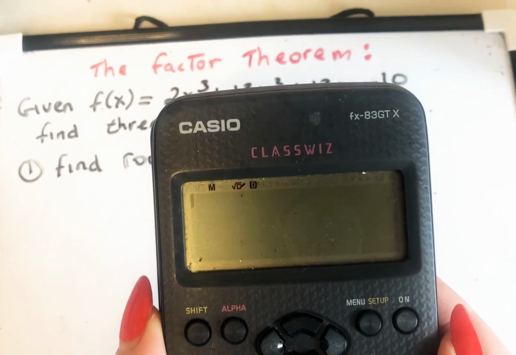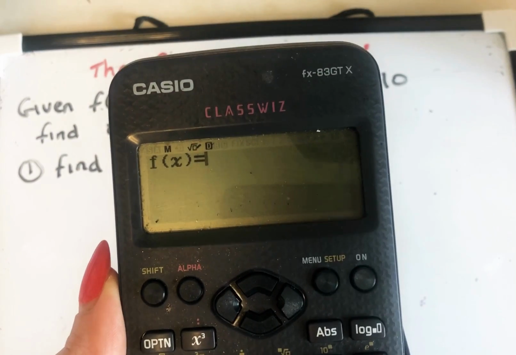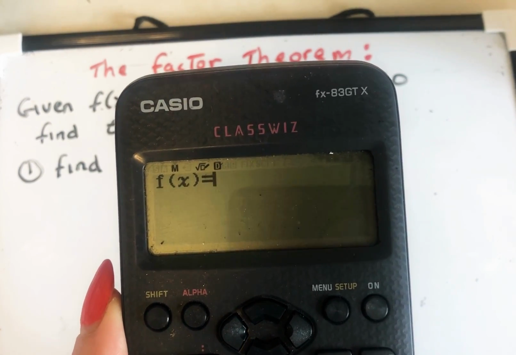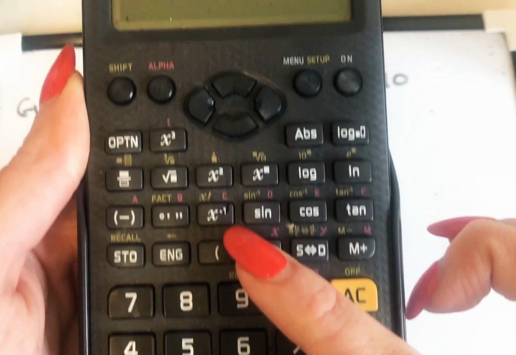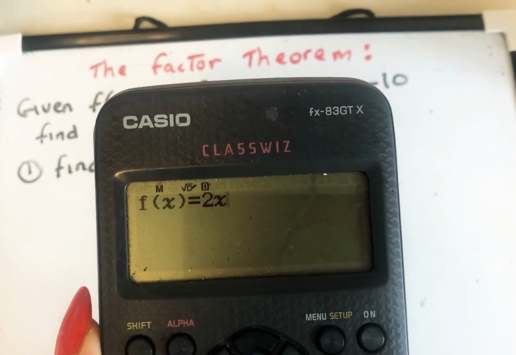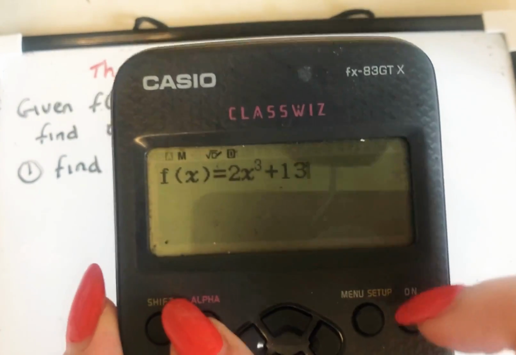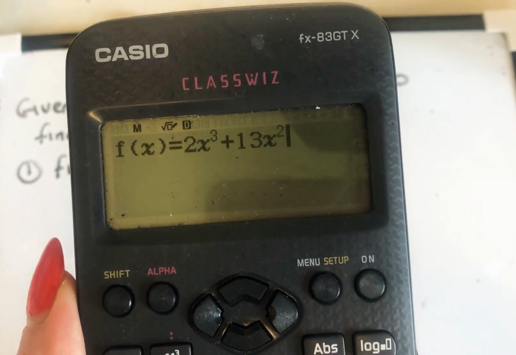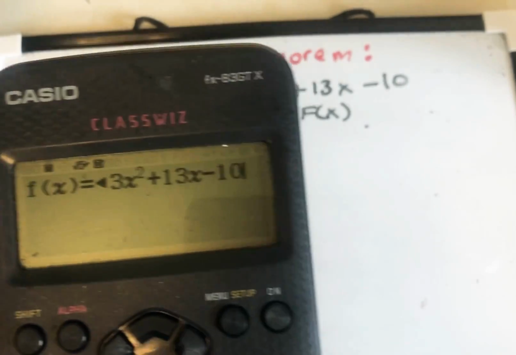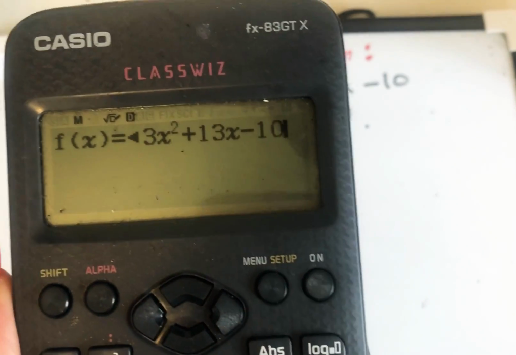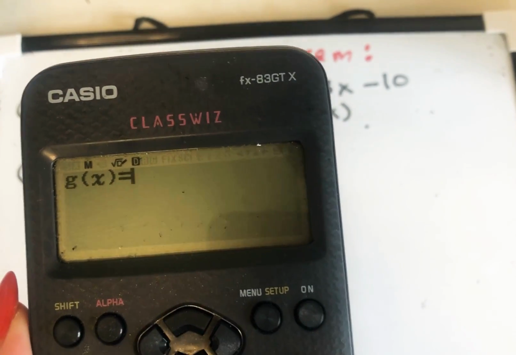I take my calculator and go to setup, then across to table and press 3. So we're going to form a table now with our function. Our function is 2, then to get x you press the alpha button. You form your x and put in your cube, plus 13 alpha x squared, plus 13 alpha x, minus 10. So you can see I've got my function written out. I then press equals, and there's an option for another function, but we don't have another one, so we keep pressing equals.